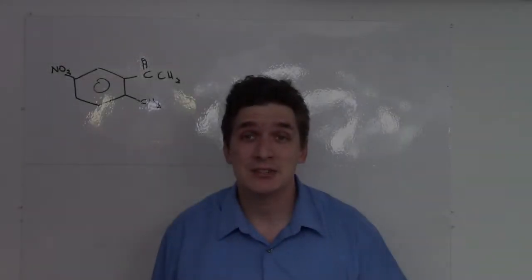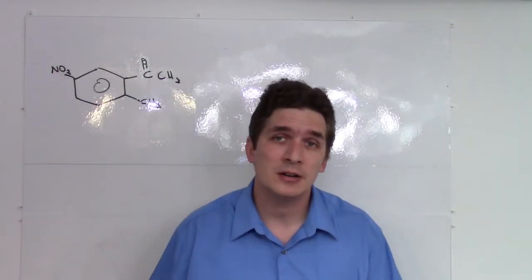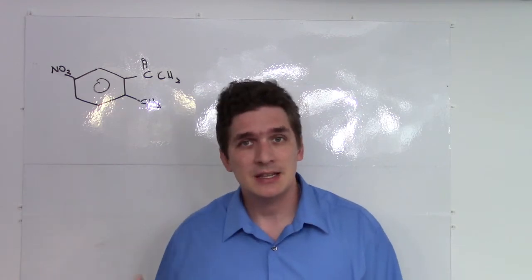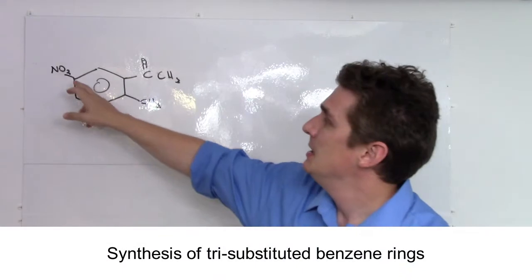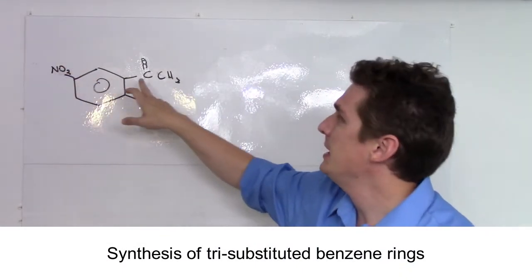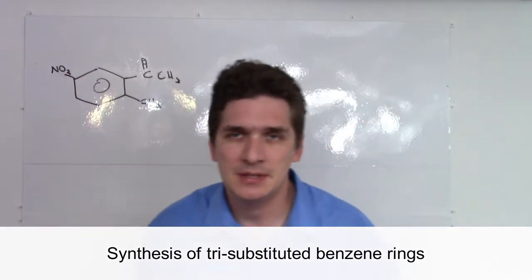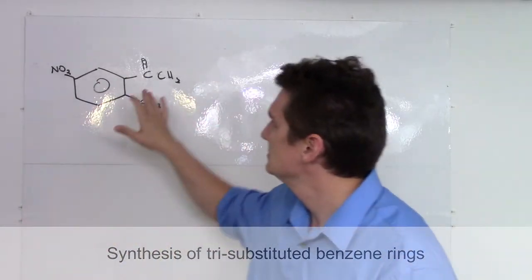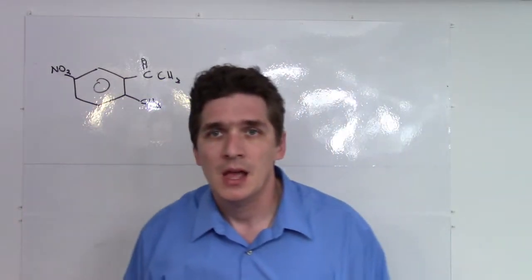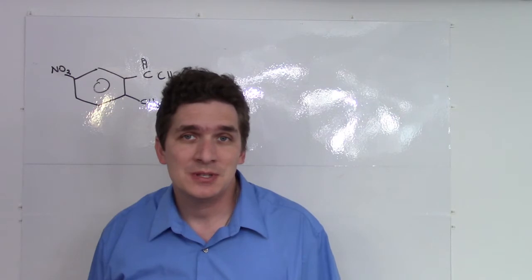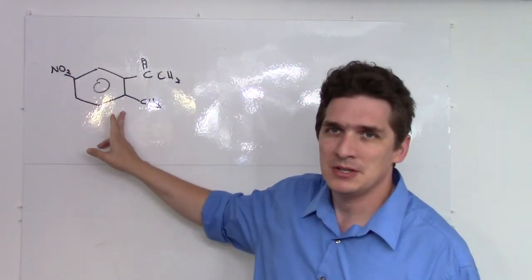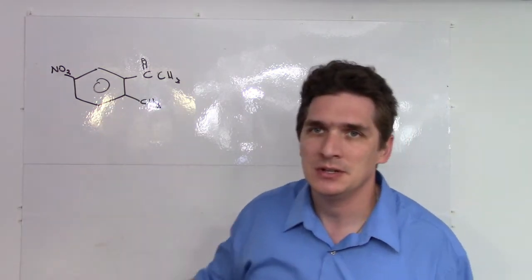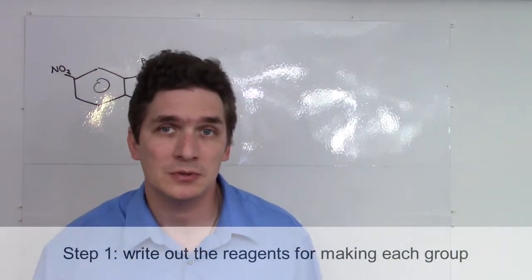Now, let's get super hard. This is like hard exam kind of questions. Let's say I have three groups in my ring now. I have a CH3 methyl group, I have a nitro group, NO2, and then I have this ketone group, this methyl benzyl ketone. I know how to add each of those groups individually. How do I add them in such a way that the nitro is para to the methyl group and this ketone here is ortho to it?